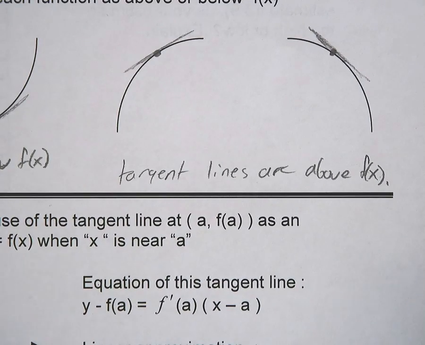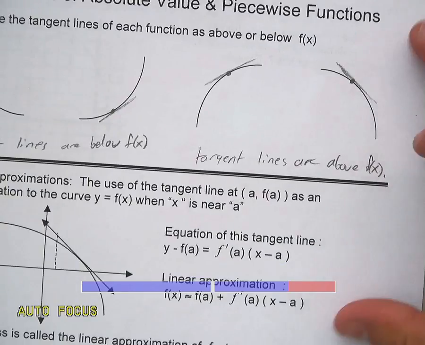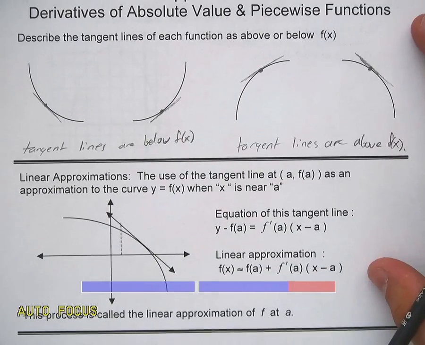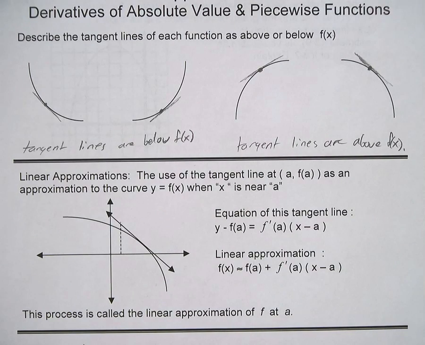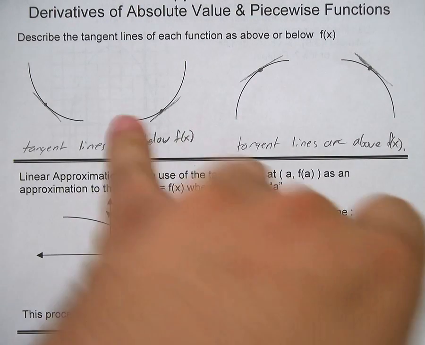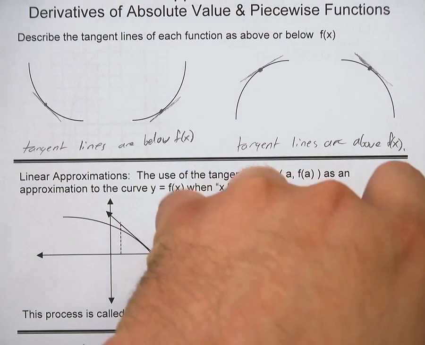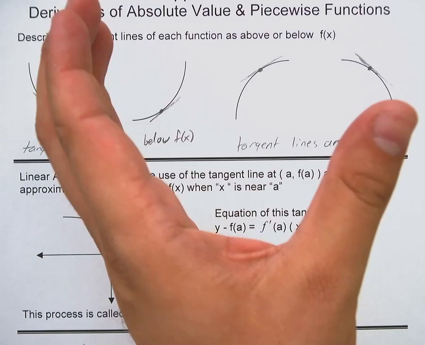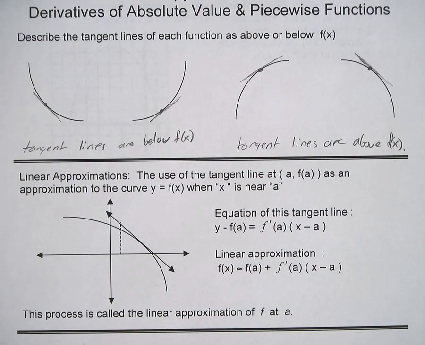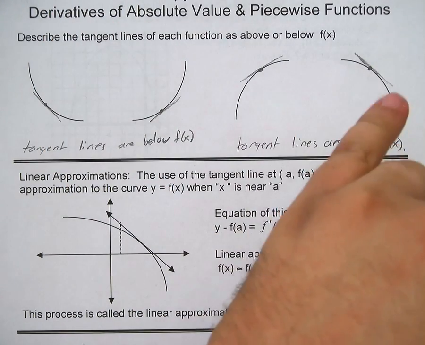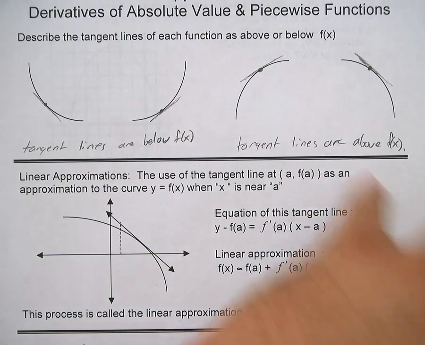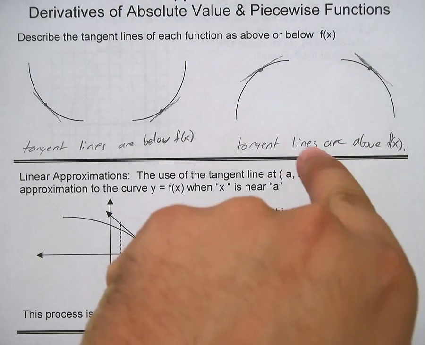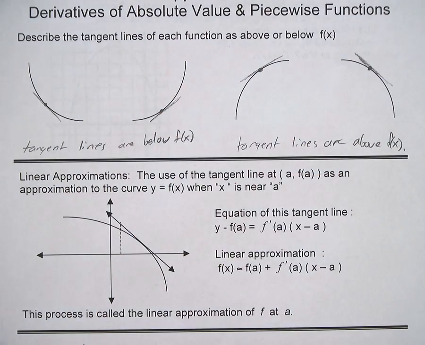A very quick note about above or below. If you had a tangent line that is below, you're looking at something that's concave up. Concave up means it's a U shape facing upwards, a happy face. Frowny face if it's concave down. So if the tangent lines are above f of x, then you've got a concave down function. Just a side note there.